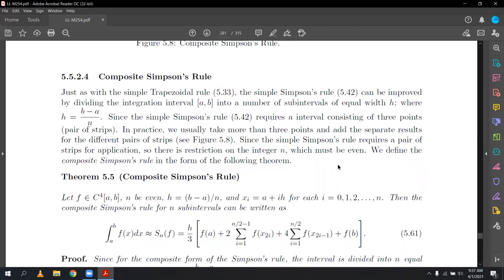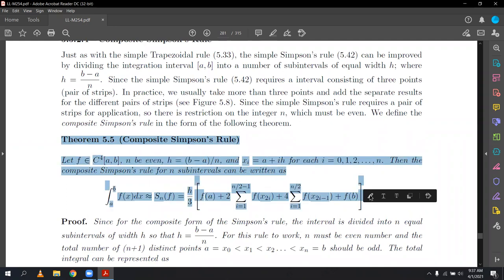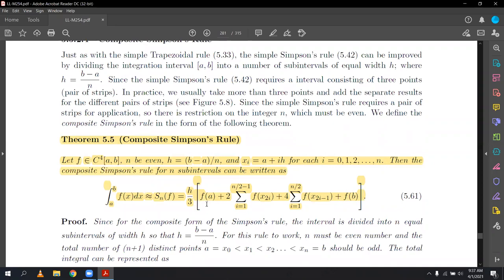And composite Simpson rule means n must be more than 2. More than 2 means 4, 6, 8, 10, like this. Then we have a composite Simpson rule, and this is the composite Simpson rule we have here now. H by 3, the value of the function at the first point and the last point should be multiplied by 1, and for the middle points, we have 2 options. All the function at the even points. Even points mean f of x 2, f of x 4, f of x 6, f of x 8. All even point function values are multiplied by 2.